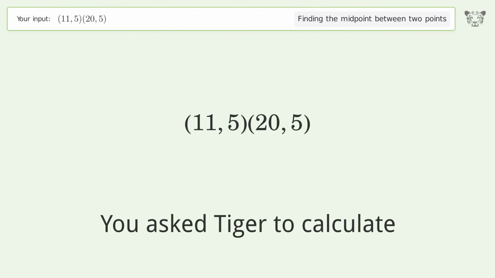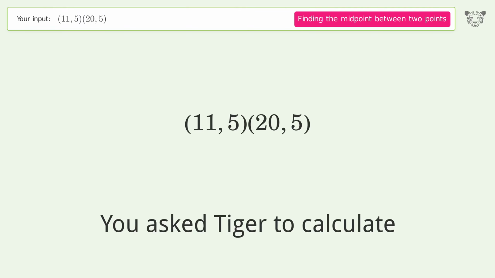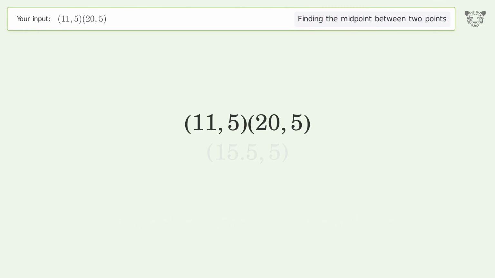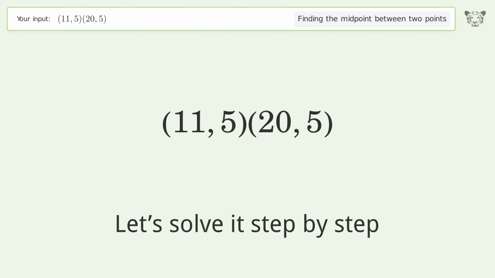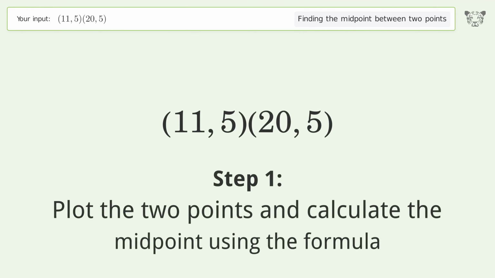You ask Tiger to calculate. This deals with finding the midpoint between 2 points. The midpoint between the 2 points is 15.55. Let's solve it step by step. Plot the 2 points and calculate the midpoint using the formula.